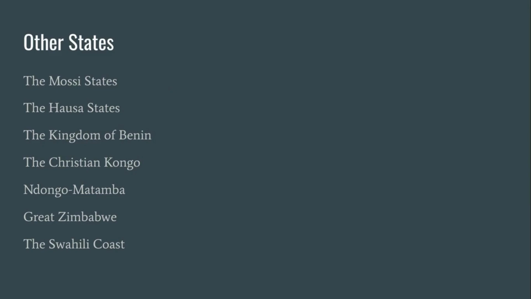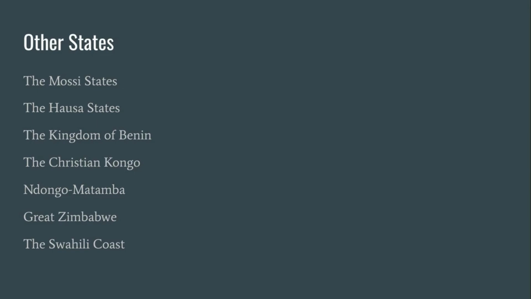Main thing with them, they were never controlled by Ghana. They were never controlled by Mali. They were never controlled by Songhai. They were independent until the French took them over. So they had to wait until the European colonization of West Africa to finally lose their independence.